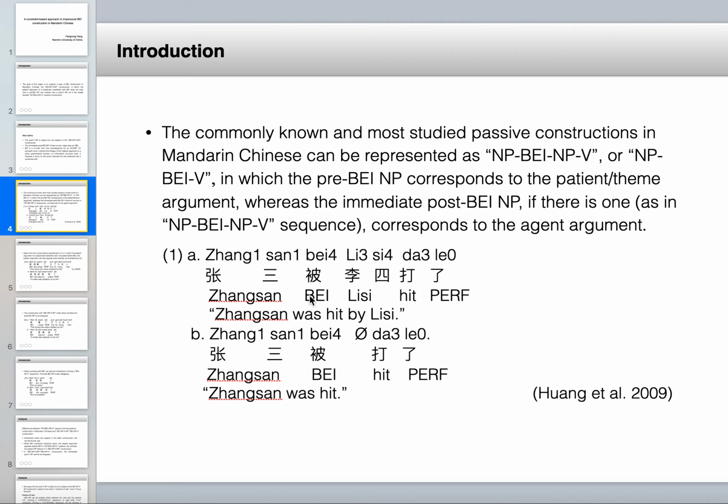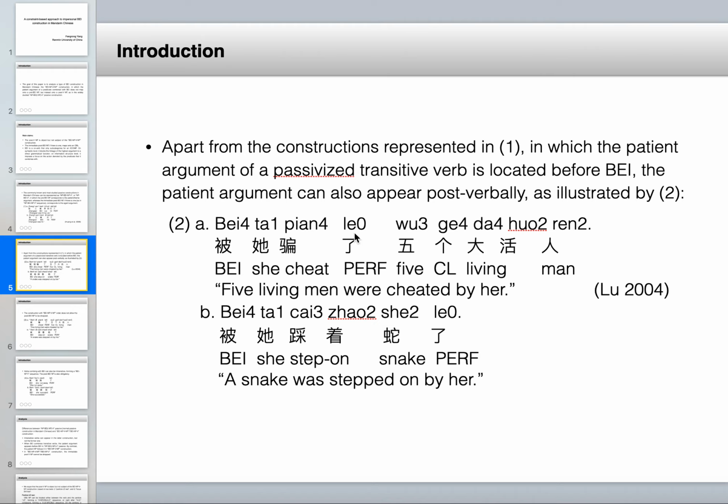So 1A and 1B are typical passive constructions in Mandarin Chinese. In 1A, the patient argument maps onto a pre-BEI NP, and the agent argument appears immediately after BEI. It can also choose to be not expressed, as illustrated in 1B. Apart from constructions represented in 1, in which the patient argument of a passivized transitive verb is located before BEI, the patient argument can also appear post-verbally, as illustrated by 2.